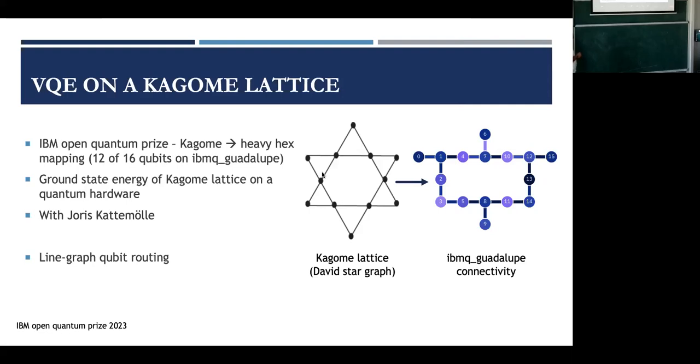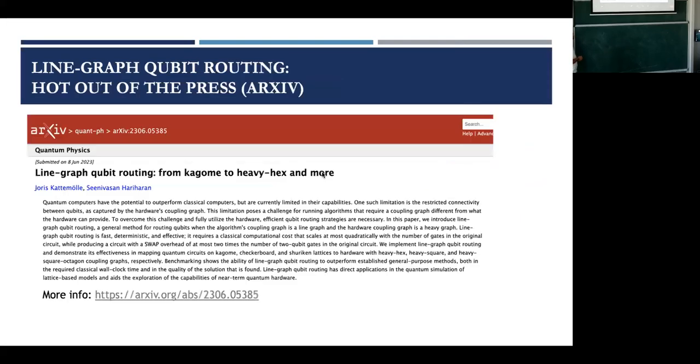So Joris came up with this idea of line graph qubit routing, and basically we worked on this and are yet to hear the results. And just on time, we uploaded a paper on arXiv yesterday. So this is fresh out of the press. In case you are interested in routing, and thank you all for your attention.